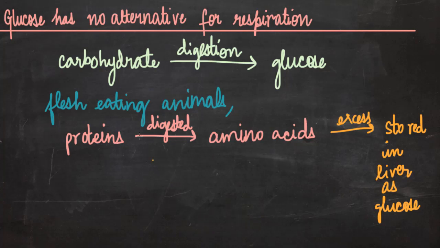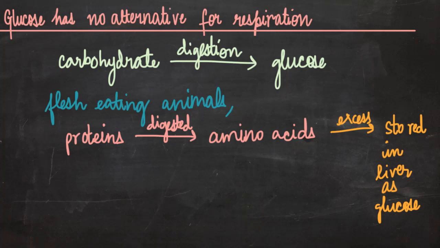So we see that glucose does not have any alternative for respiration. Glucose is essential for respiration. Even in those animals that are not taking any carbohydrates, the proteins ultimately get converted to glucose so that cells may have it and perform the process of respiration and gain energy.